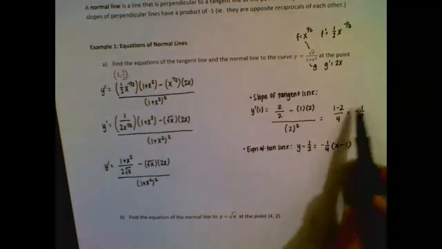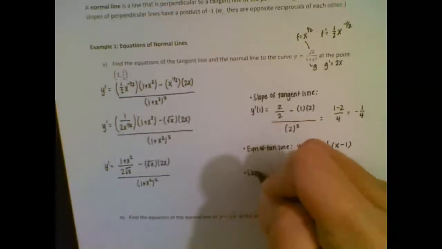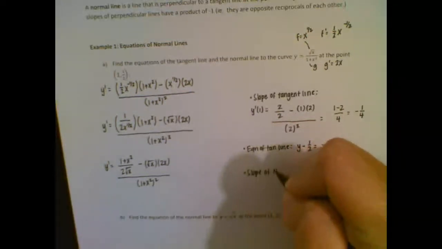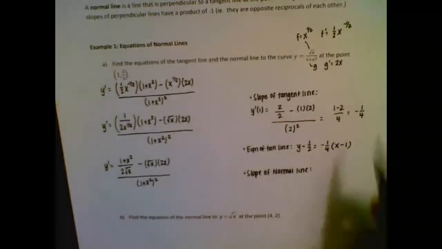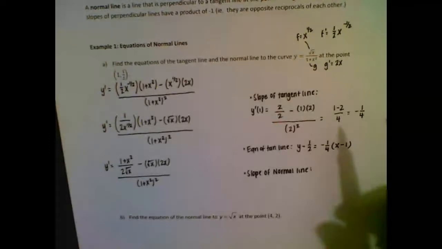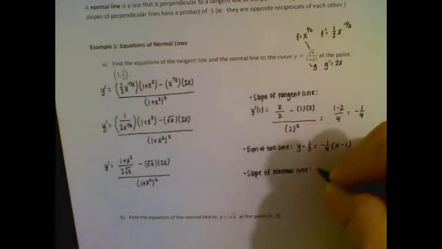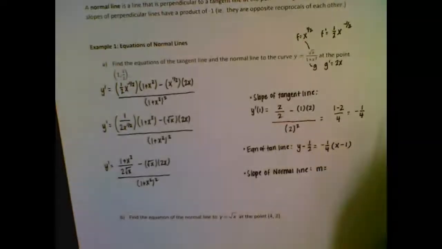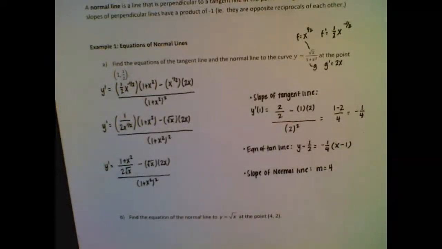If we know the slope of the tangent line, the normal line is actually pretty easy. The slope of the normal line is just going to be the opposite reciprocal of the slope of the tangent line, because again, the normal line and the tangent line are perpendicular to each other. So the slope of the normal line is just going to be this fraction flipped over with the sign changed. So our slope is actually just going to be +4.